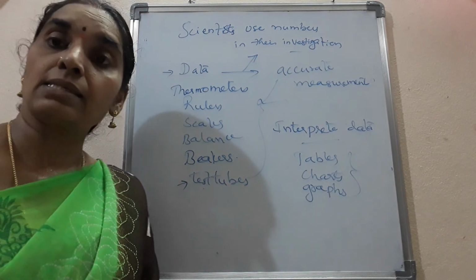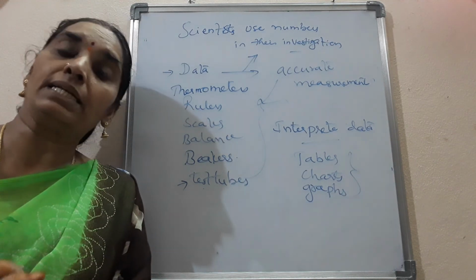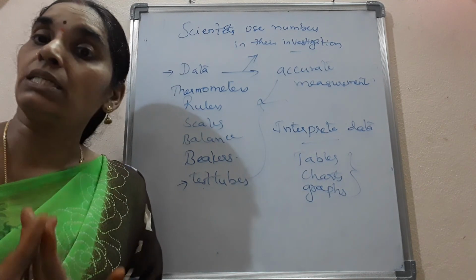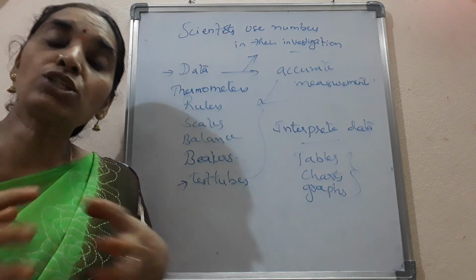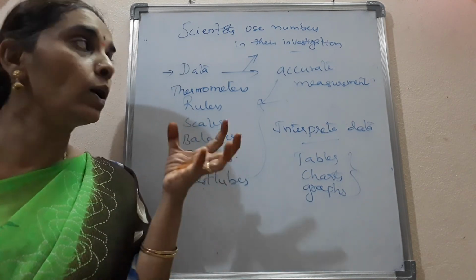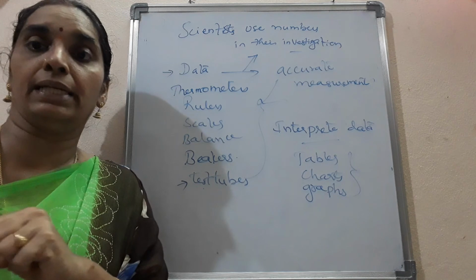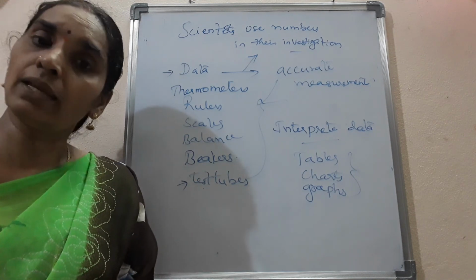What is science? What are the different methods that the scientists use to find the truths of nature, and in which manner they organize their method to find the truths of nature.